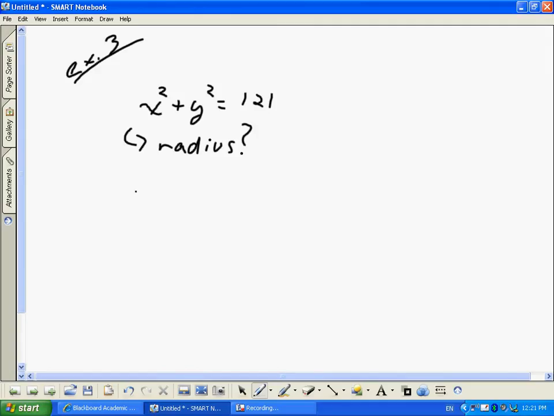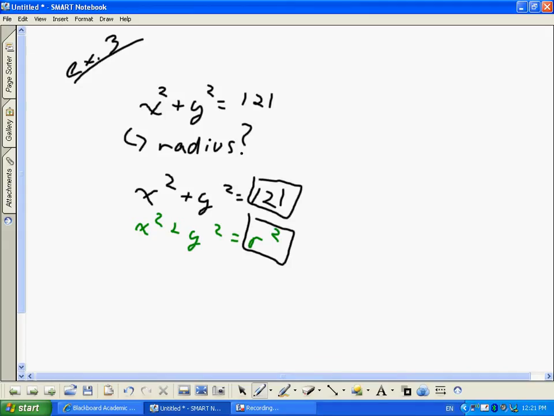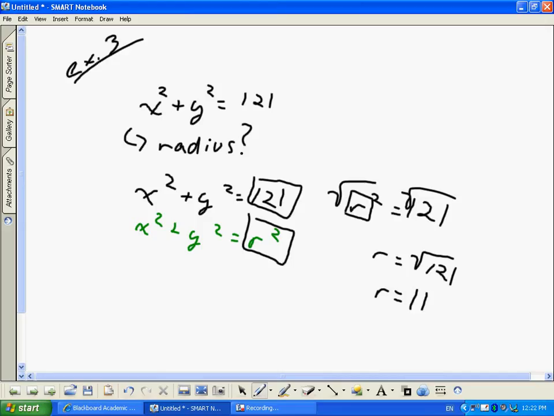Compare this question, guys, to our model. Our model looks like this: x squared plus y squared equals r squared. So what's happened here is I've replaced r squared with 121, which means those two are equal. So I can now write r squared equals 121, and I need to solve for just r. So I square root both sides. So r equals the square root of 121. R is 11.